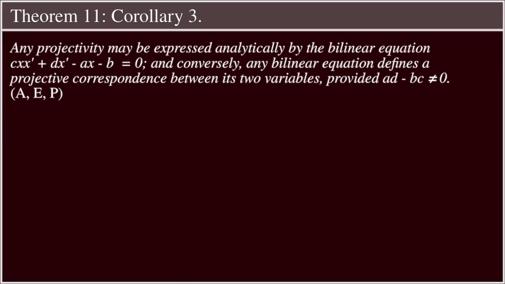Corollary 3. Any projectivity may be expressed analytically by the bilinear equation cxx prime plus dx prime minus ax minus b is equal to 0. And conversely, any bilinear equation defines a projective correspondence between its two variables, provided AD minus BC is not equal to 0. Assumptions A, E, and P.